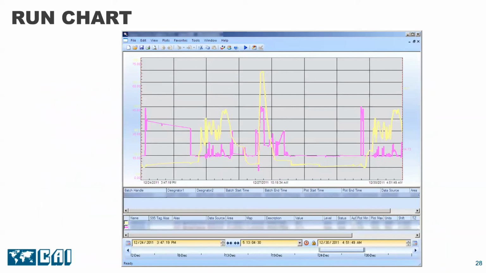This is an example of a run chart. One thing to be aware of is that although the chart gives the impression of continuous data, we know that the data is being pulled and stored periodically. The historian and its tools use interpolation to smooth out the graphs between actual values that the historian has stored.